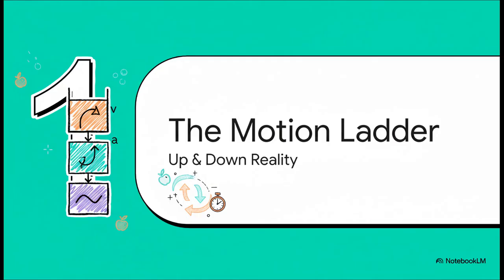Okay, let's really get into this with a metaphor that I think is super helpful. I like to call it the motion ladder. This is going to help us really visualize how these concepts, position, velocity, acceleration, are all connected, and how calculus lets us climb up and down between them.